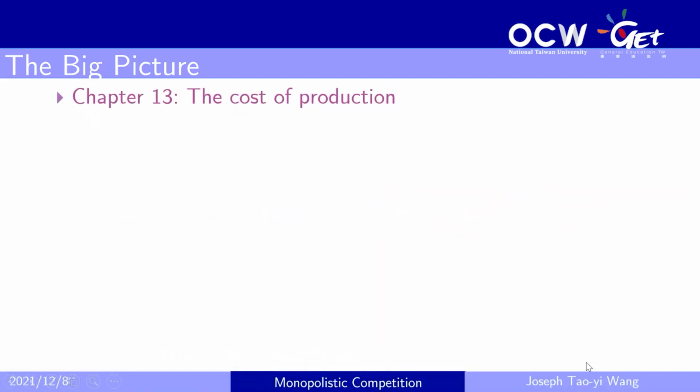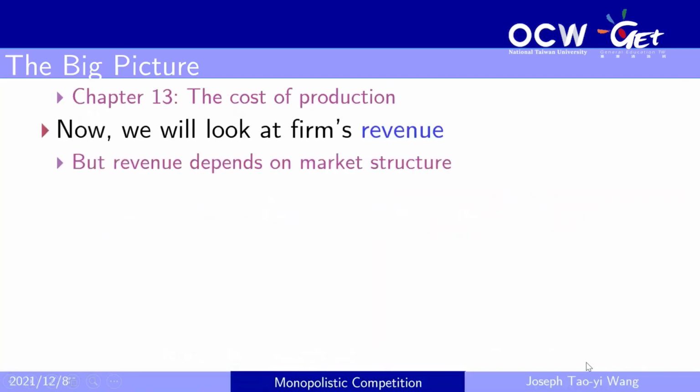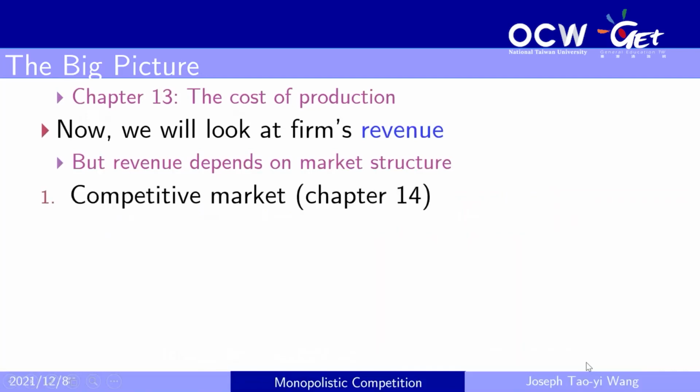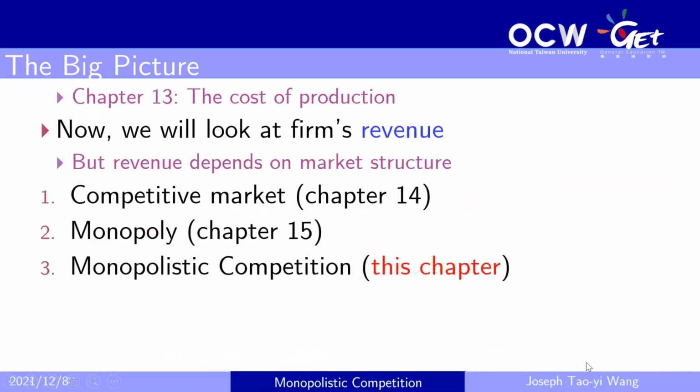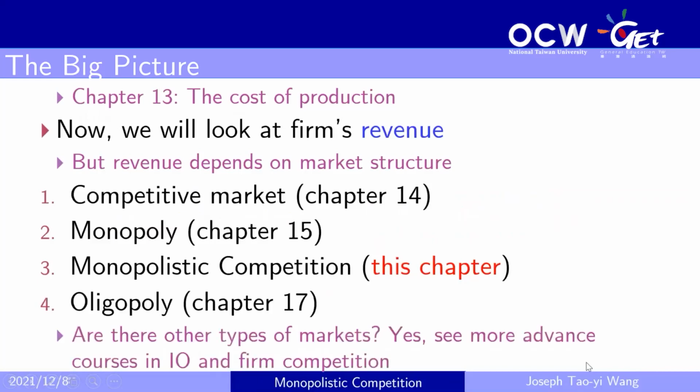This is on the cost side. But now we look at the revenue side, which depends on market structure. So we had the competitive market in chapter 14, monopoly in chapter 15, and this is chapter 16 on monopolistic competition. And then we also have oligopoly, which is the next chapter.